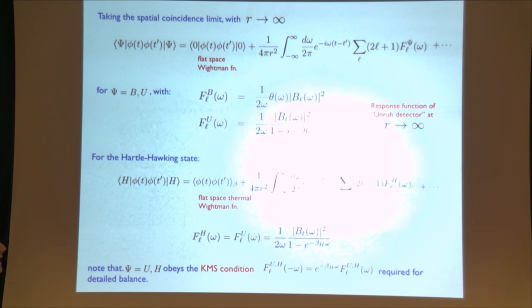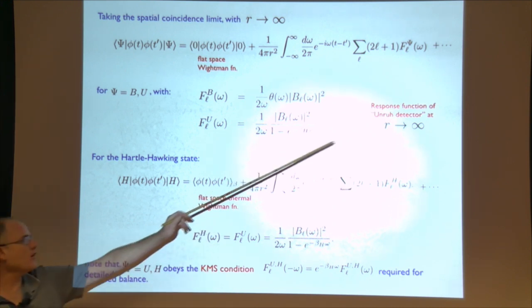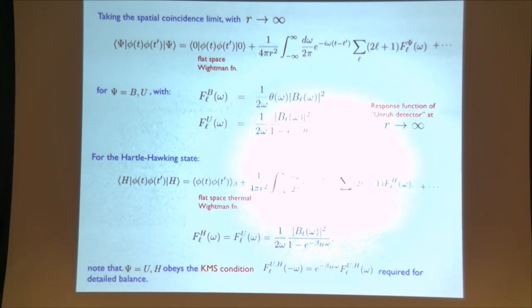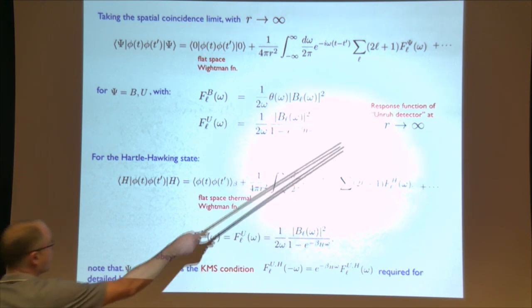So what we're really looking at is the response of a detector, a so-called Unruh box, that's placed very far away from the black hole. It's just sitting there coupled to the field, and it depends on what the black hole is doing in some sense. And so that response function, well, that's this function here.